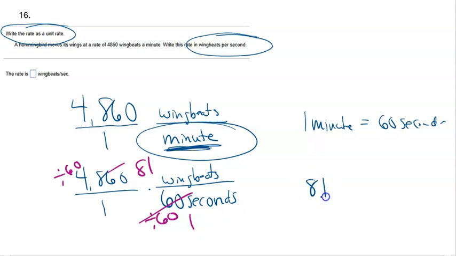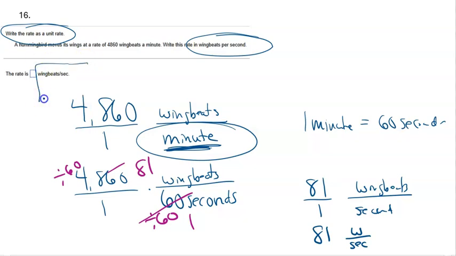So what does that give us as a result? That's 81 over 1. Wing beats is still on the top, but now that's per second. Okay, and then remember, when you have 81 over 1, you can just write that as 81 wing beats per second. I'm just abbreviating that. And they have it here for us already. So 81 is what we type in the box.